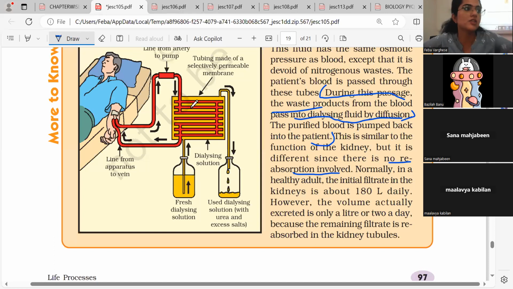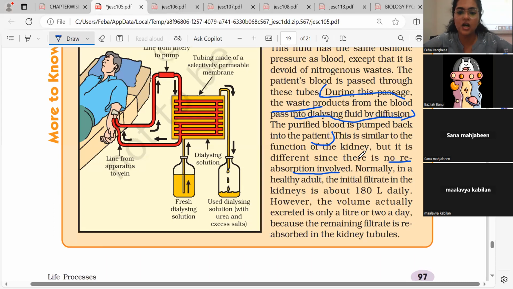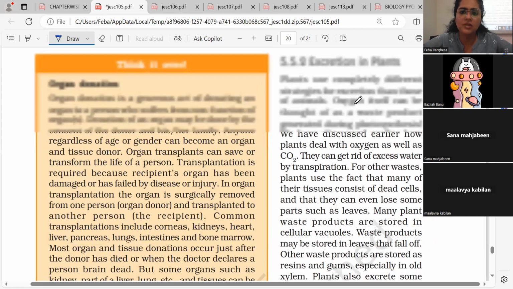But also those kind of things are not going to happen over here. That's not possible, right? It's a machine. Okay, and then once the blood is purified, it's taken back into the heart. All right. Now about the excretion in plants.